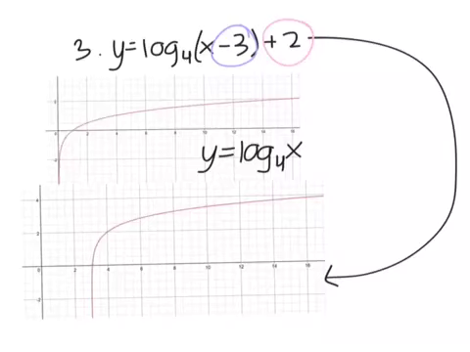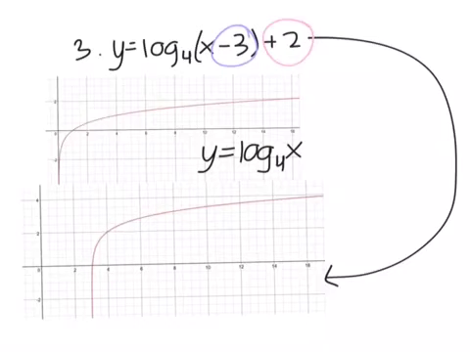Okay, for part 3, I'm supposed to show you a single logarithmic function in the form y equals log base b of x minus h plus k. And I'm supposed to use the same b value as in part 1 and part 2, so our base is still 4, as you can see.